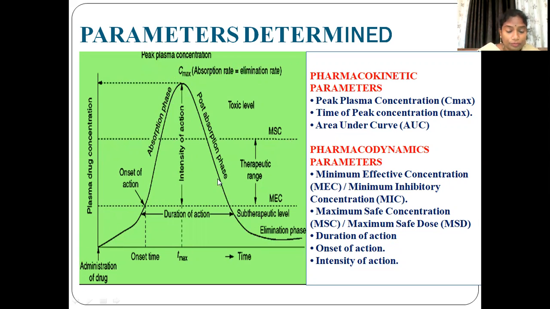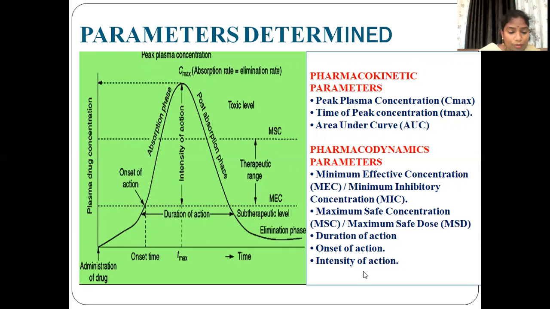So what are the pharmacokinetic parameters? The first parameters are Cmax, Tmax and AUC. Cmax means maximum concentration. Whatever drug you are taking, say 100 mg, complete absorption of the drug should take place, meaning the maximum concentration of the drug. That concentration we call the peak plasma concentration.